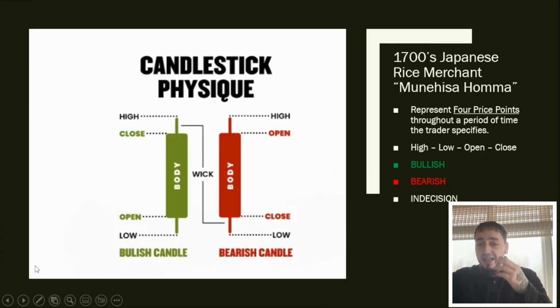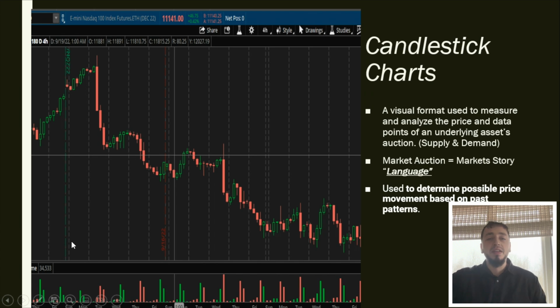You're going to hear me say this a bunch of times, whether it's on the Discord or in any of my videos, guys. We do not predict the market. What we do is react to the information that the market gives us. And how the market gives us that information is through candlestick charts and chart patterns. So we use this to determine possible price movements based on past patterns.